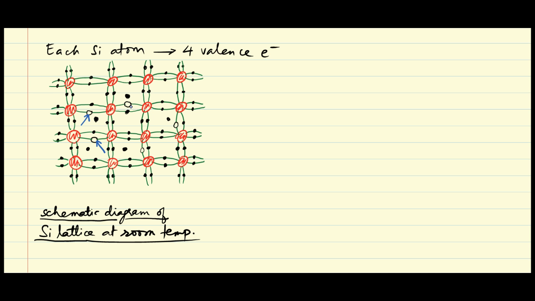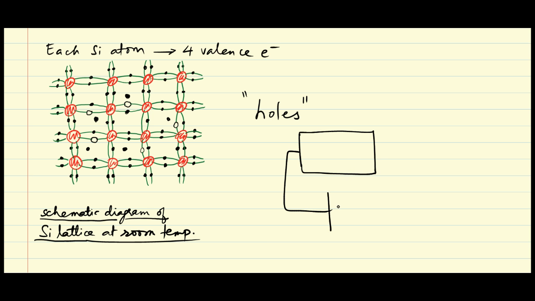So you can effectively assume that these vacant positions have a positive charge, and these positively charged vacancies in the lattice are given a name. They are called holes, very appropriately, because they stand for the absence of electrons. Now let's imagine that at room temperature you apply a potential difference to a silicon crystal like that.